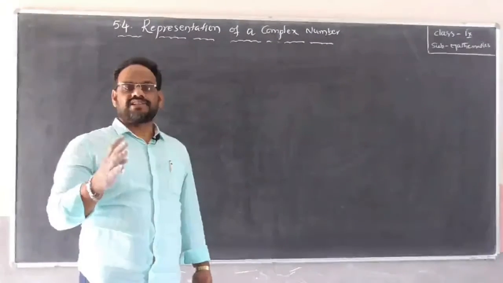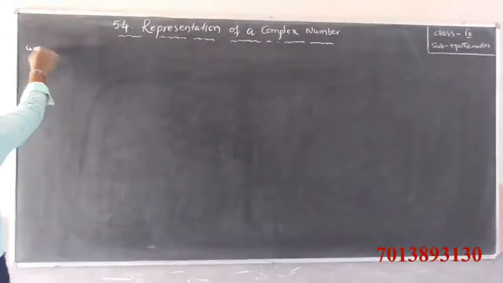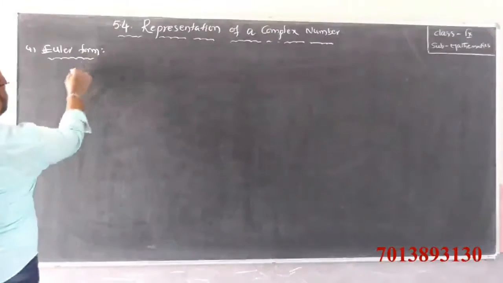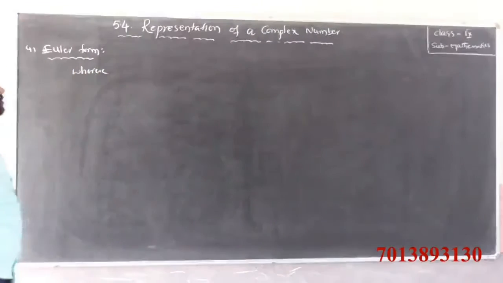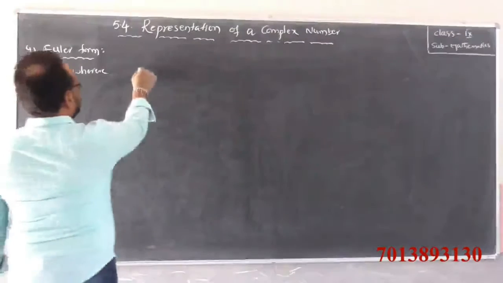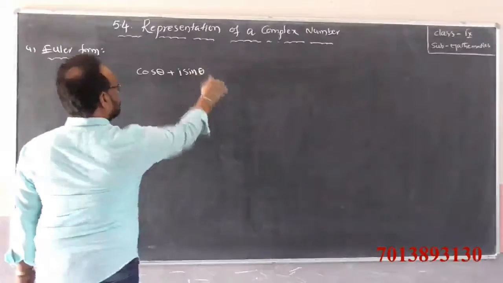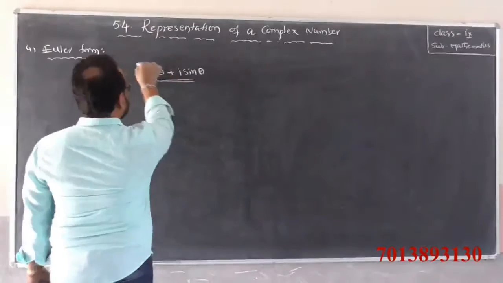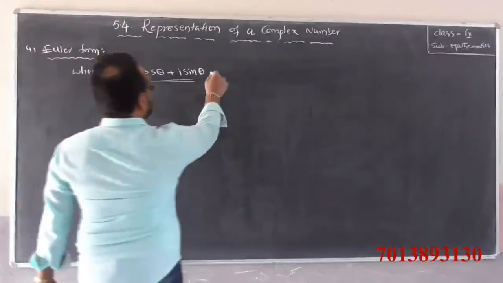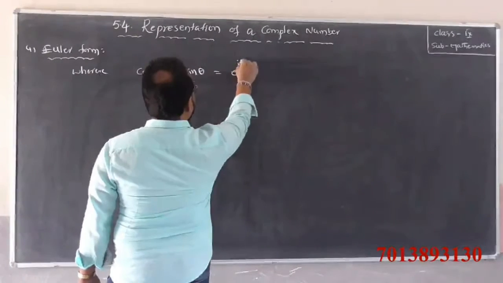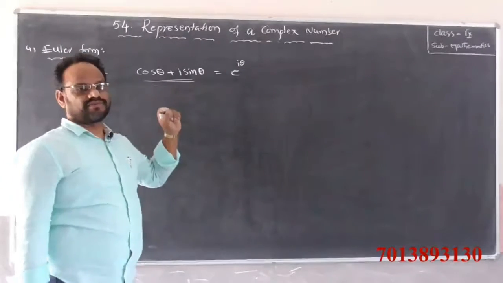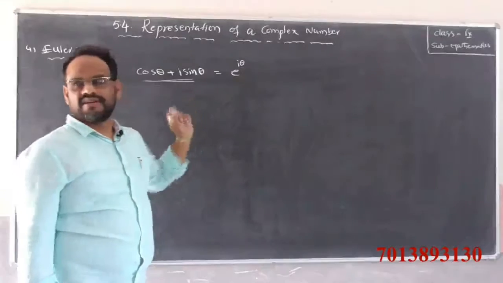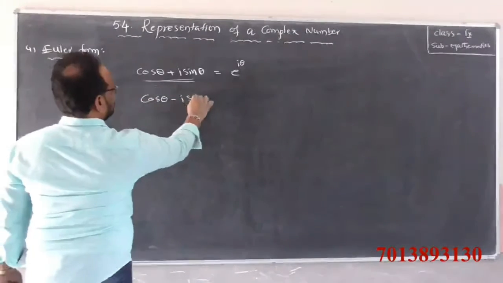Next one, the last one, that is Euler form. Sometimes cos theta minus i sin theta, cos theta minus i sin theta.